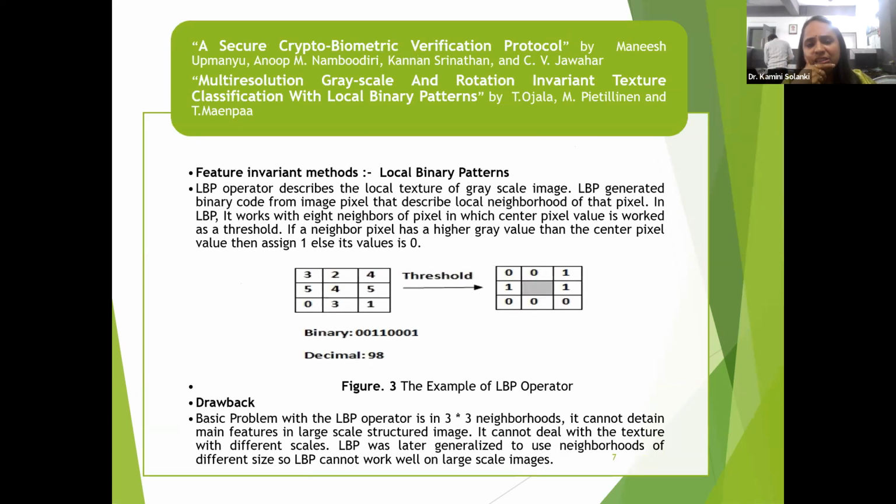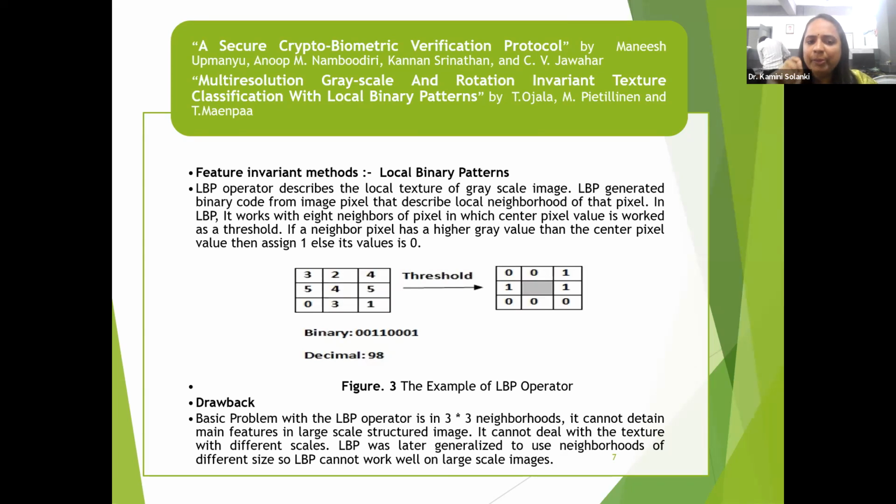Now next, in the feature-invariant methods, there is the local binary pattern, one of the algorithms under that category. Now what is local binary pattern? You can see that there are twins, but one of the twins may have some local feature that is different from the other twin. So what does the feature-invariant method mean? An LBP operator is used. LBP operator.